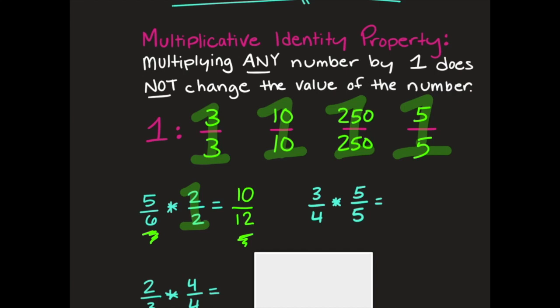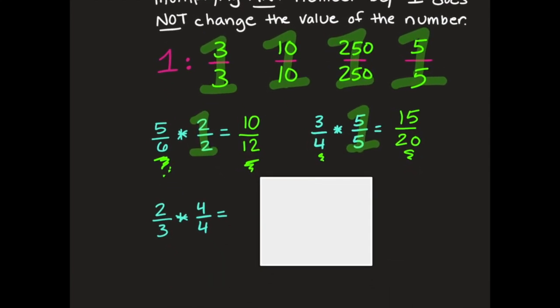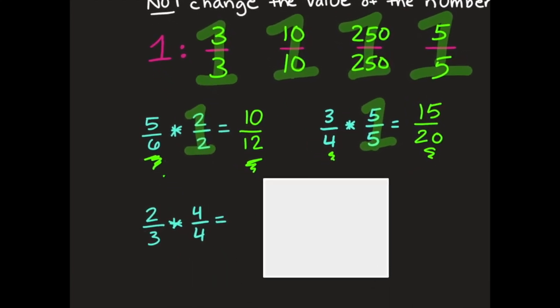One more time, I'll show you again. I have 3/4 and I'm multiplying by 5/5. 5/5 is really equal to 1. And when we multiply by 1, it's going to hold its value. So 3 times 5 is 15, and 4 times 5 is 20. So 3/4 and 15/20, they are equivalent fractions because I multiplied it by 1. So though the numerator and denominator are different, they are still equivalent.